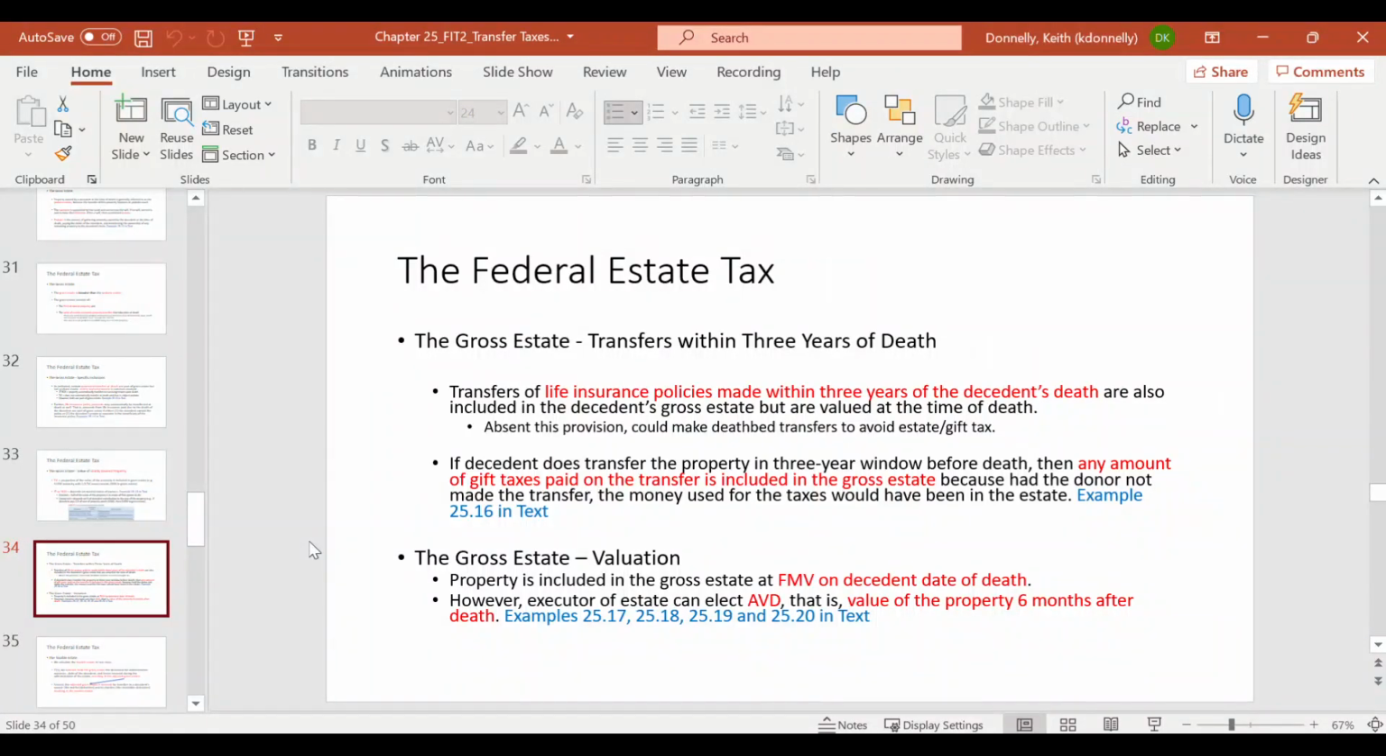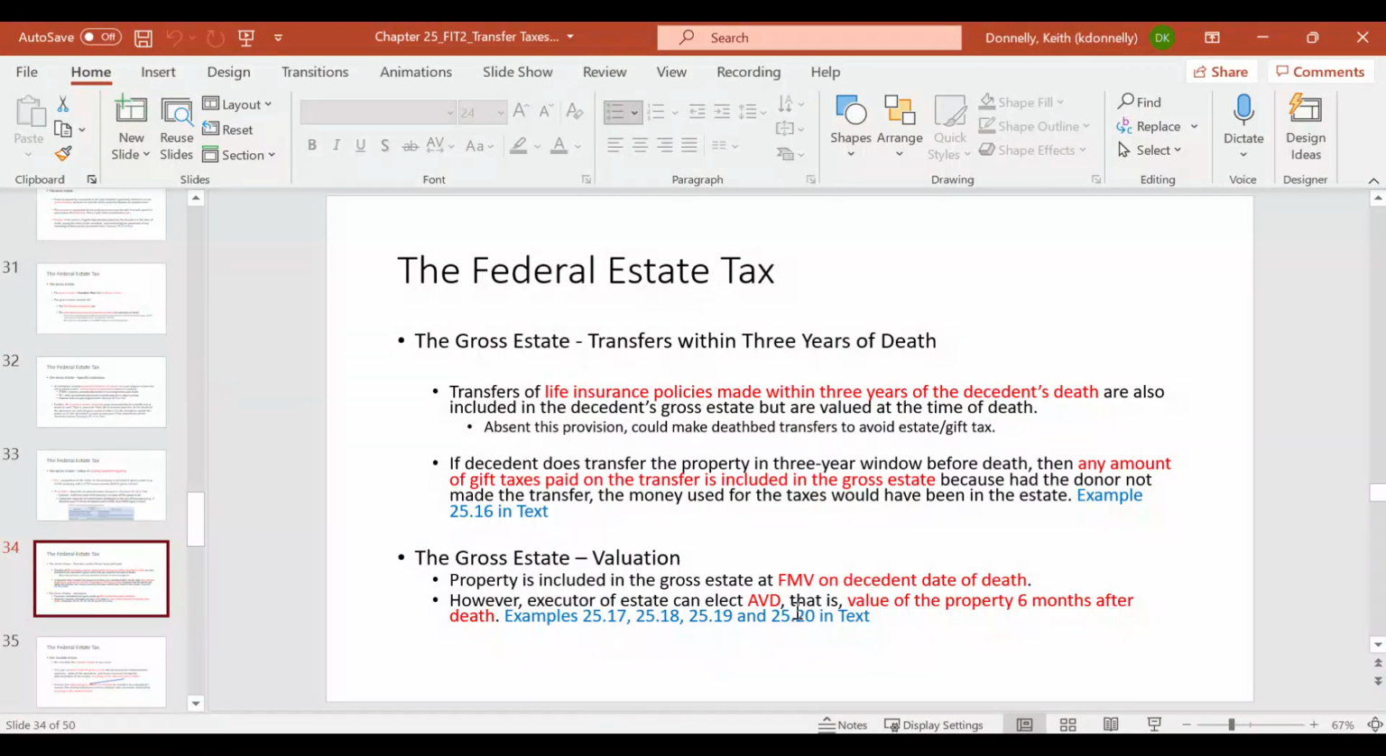So you die, we look at your gross estate. We said it's basically what you own at the time of death, but can also be some of these automatic transfers that happen. Generally, the general rule is how we value it is the fair market value on the date of death. So that's what we include in the gross estate. However, we have this alternative valuation date where you can basically look at the value of the property 6 months after the date of death.